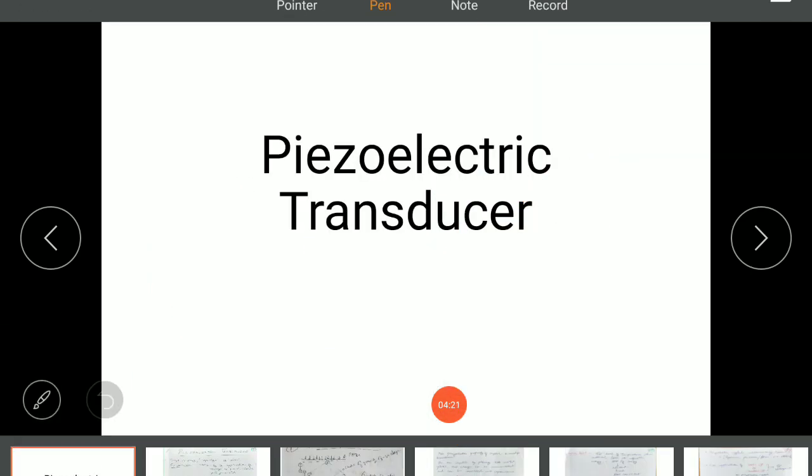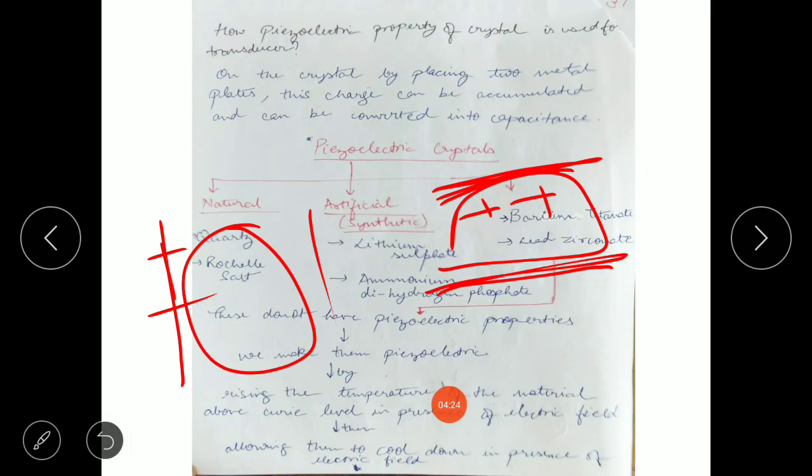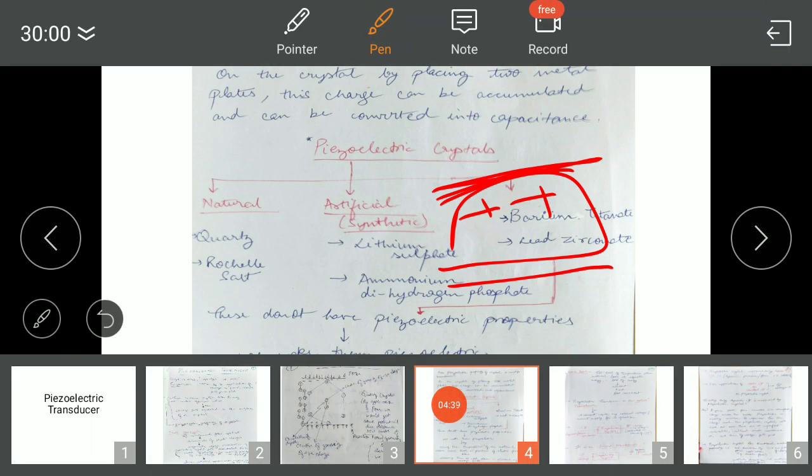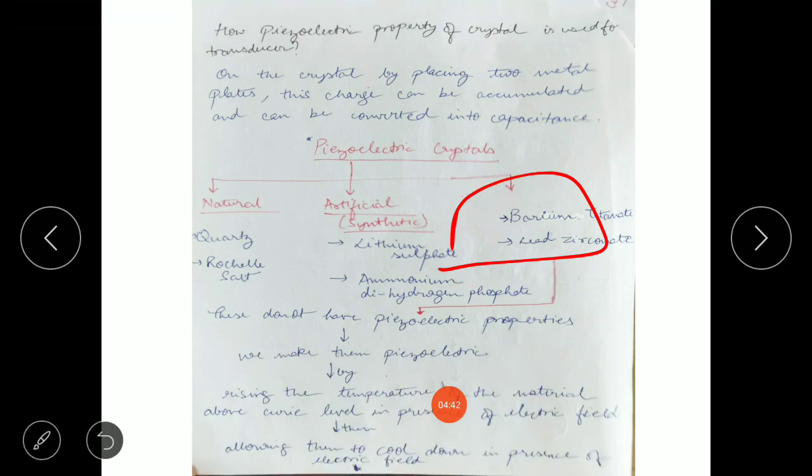Now let's discuss more about piezoelectric materials. As I have told you, quartz is a piezoelectric material. Basically piezoelectric materials or crystals can be natural, meaning they are naturally available on the earth, or they are artificial or synthetic, that is man-made. And there are certain other crystals which are not piezoelectric, and we make them piezoelectric. The natural piezoelectric crystals are quartz and Rochelle salt. Artificial, synthetic or man-made crystals are lithium sulfate and ammonium dihydrogen phosphate. And then there are certain materials which are not piezoelectric in nature and we make them piezoelectric.